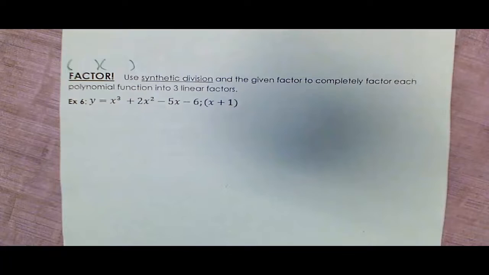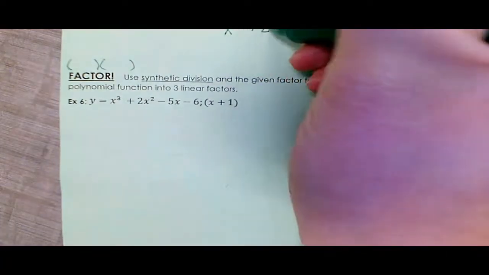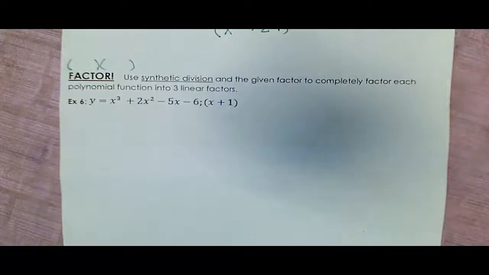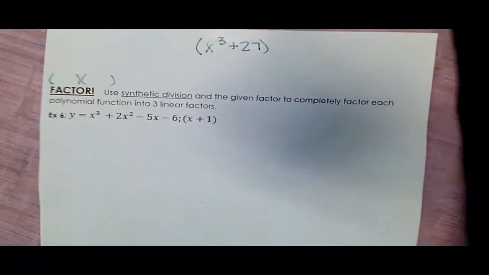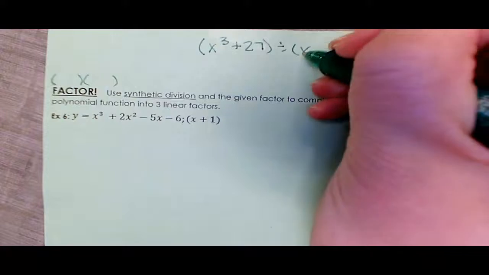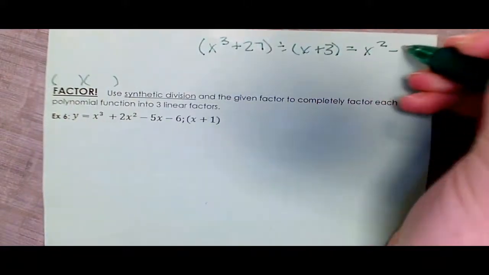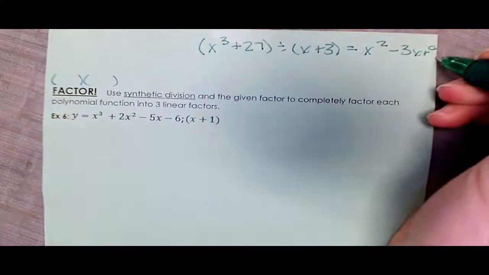For example, on number 5, the problem was x cubed plus 27 divided by x plus 3. And what we got was x squared minus 3x plus 9.